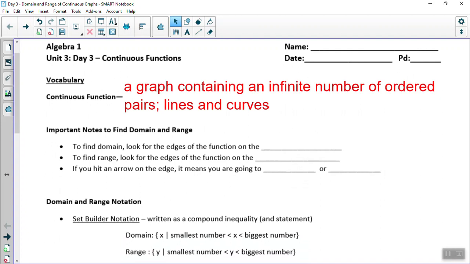All right, so important notes to find domain and range of these continuous functions. To find domain, we look for the edges of the function on the x-axis. To find the range, we look for the edges of the function on the y-axis. If you hit an arrow on the edge, it means that you are going to infinity or negative infinity. Just depends on which way it's pointing. If it's negative infinity, that means it's either pointing left or down, and left for domain, down for range. If it's pointing to the right for domain or up for range, then it'll be a positive infinity.